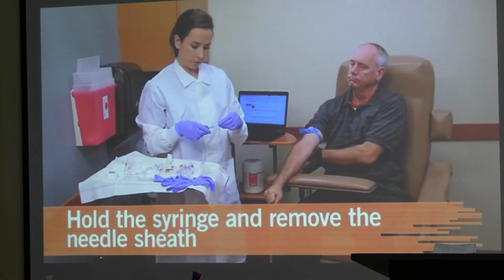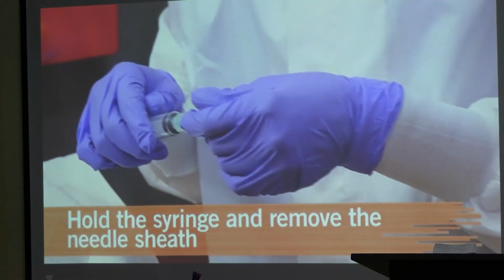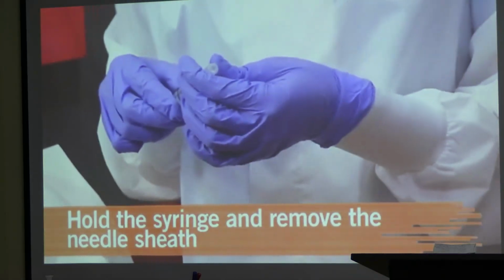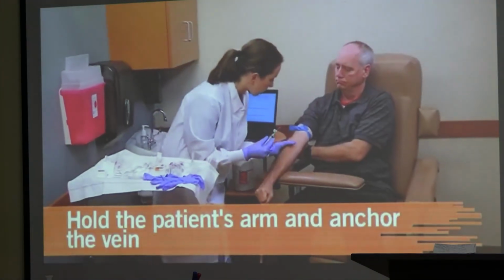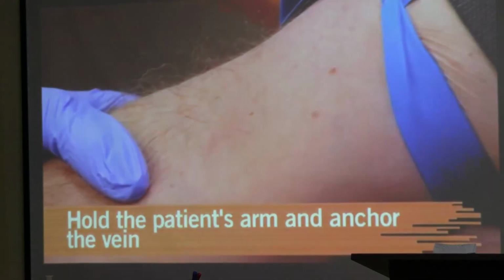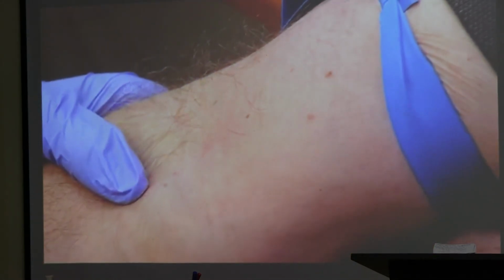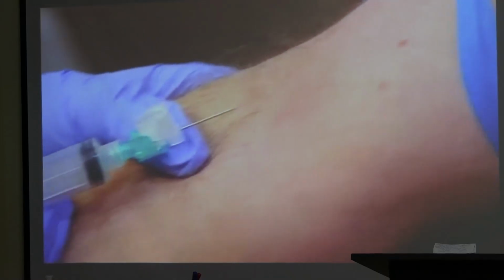Pick up the syringe with your dominant hand. Your thumb should be on top of the syringe and your fingers beneath it. Remove the needle cover. Grasp your patient's arm with your non-dominant hand and anchor the vein. You can do this by gently stretching the skin downward below the venipuncture site.